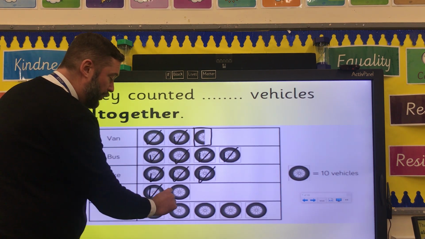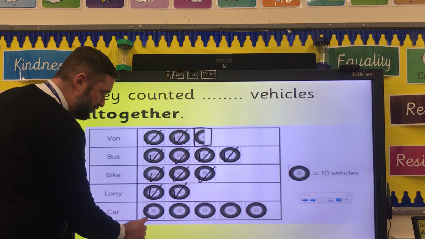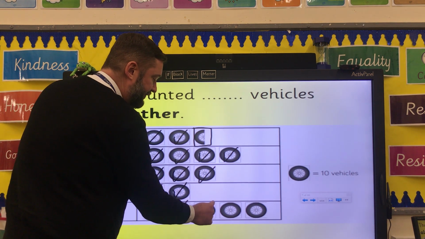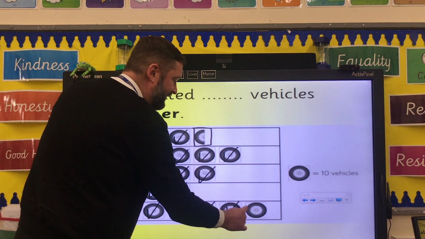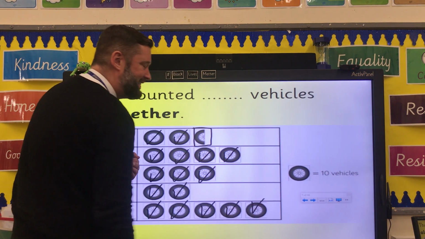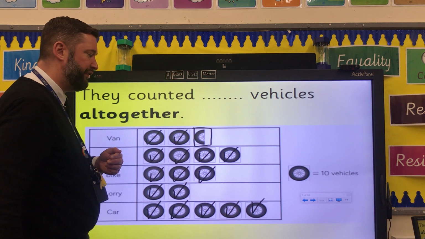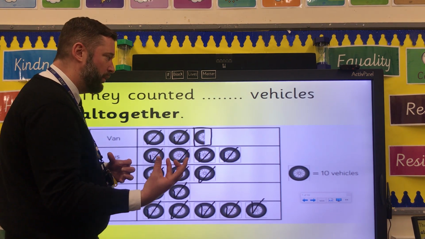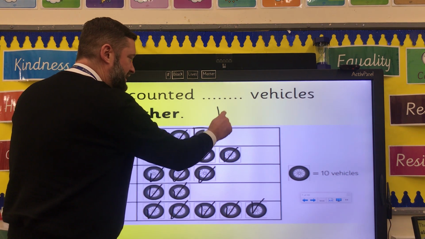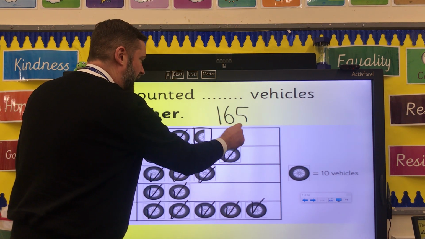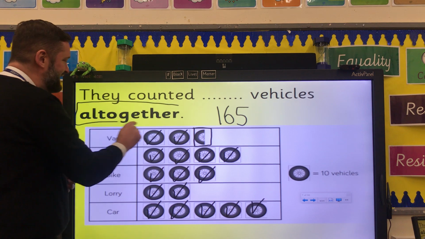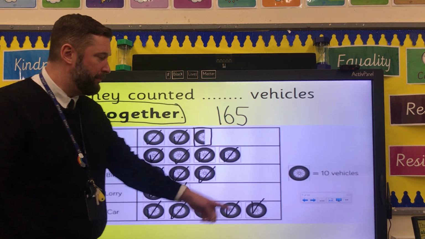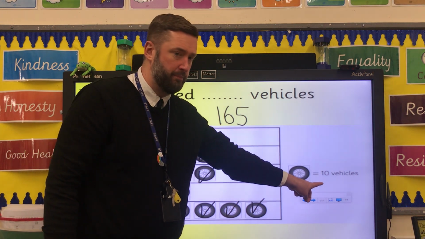Now it's my turn. 110, 120, 130, 140, 150, 160. This one's worth 5, so we add 160, and 5 more is 165. So remember, all together questions, you have to count them all. But remember to count in the right number.